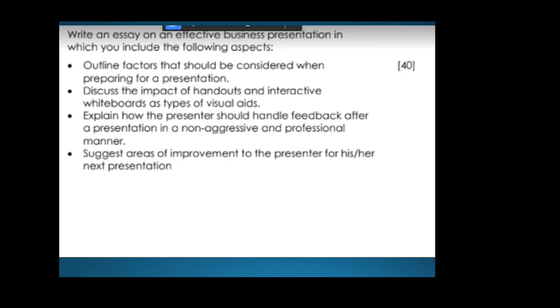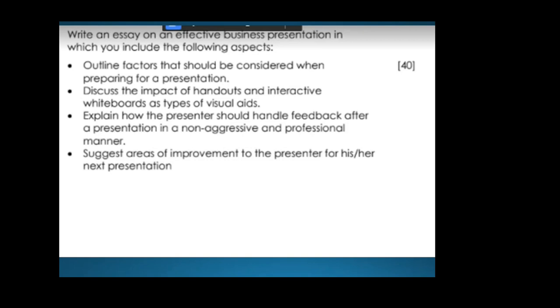here we go. Write an essay on a business presentation in which you... See, there will always be four bullets. 1, 2, 3, 4 bullets. And we always start the essay question by basically introducing it, making it easier for you. So with the essay, you can see here, it is where we ask you to outline the factors. Then we move it up slightly and we ask you to discuss, then to explain, and then to suggest.